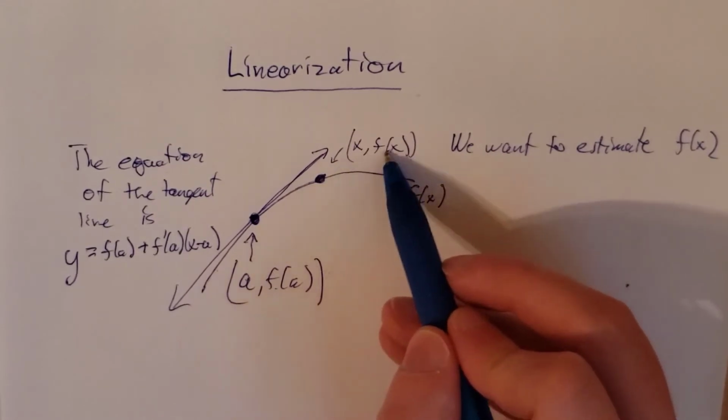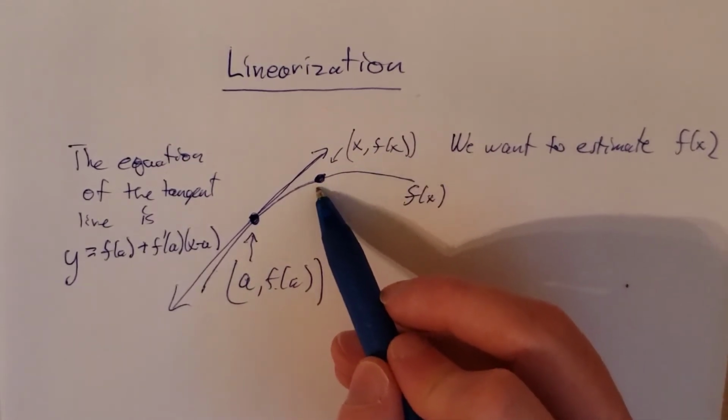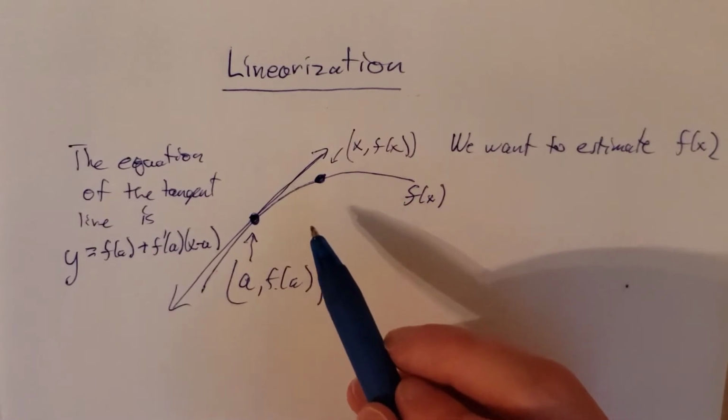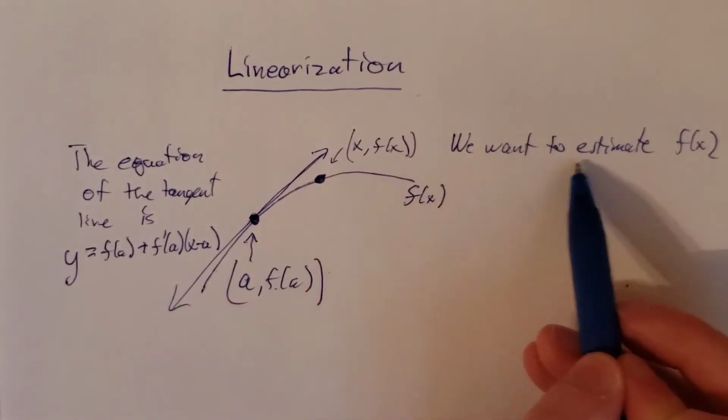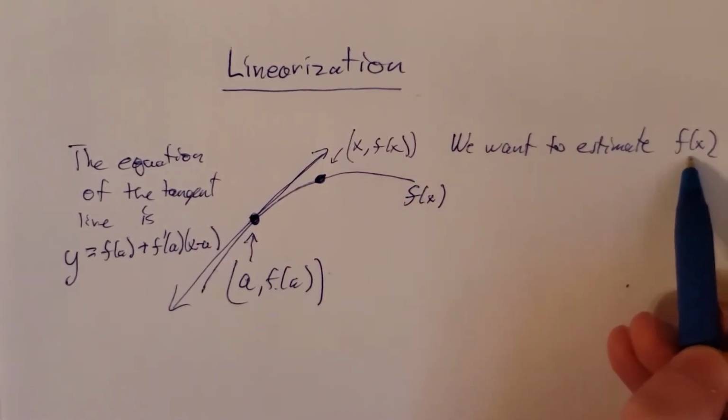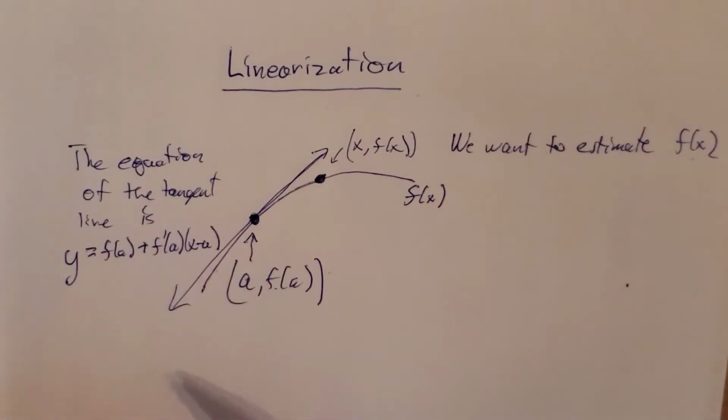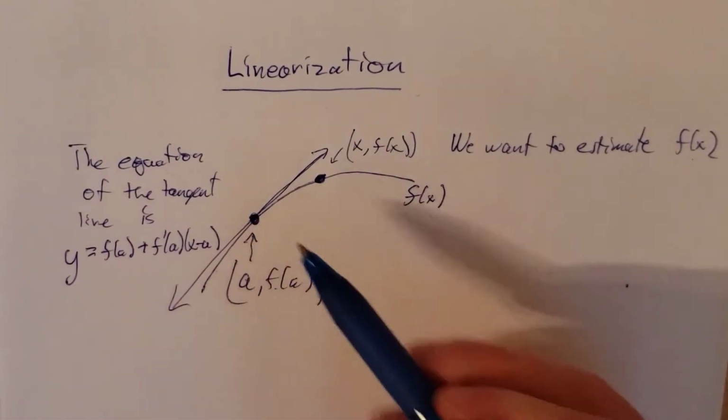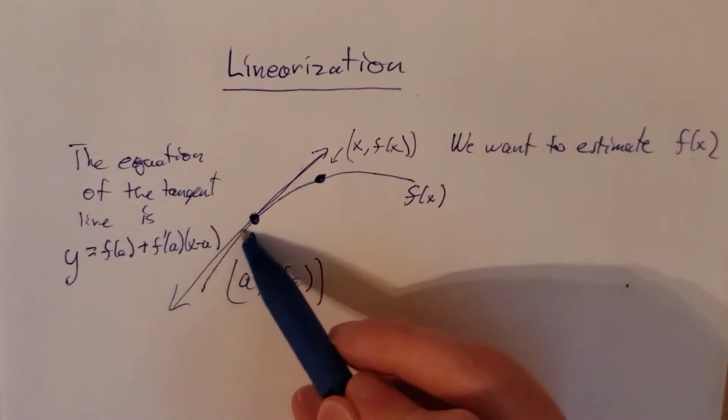So we have some x value and we want to estimate what the y value is at that particular x value. And so that's what I have written here. We want to estimate our value f of x. Well, how can we do that? Well, we can think about the equation of this tangent line.